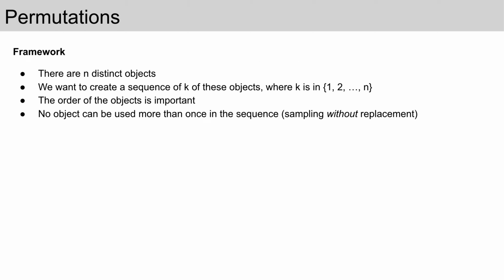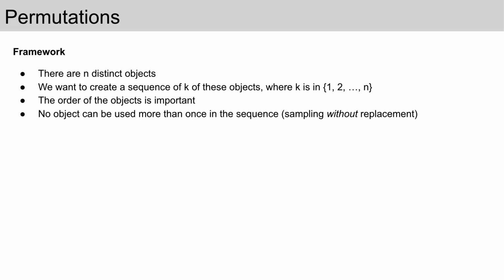In general, these examples have established how to count up permutations. The framework is as follows. Suppose there are n distinct objects and we want to create a sequence of k of these objects, where k can be 1, 2, on up to n. Next, as we saw in our example, the order of objects in the sequence is important, and no object can be used more than once in the sequence. That is, we're sampling without replacement.